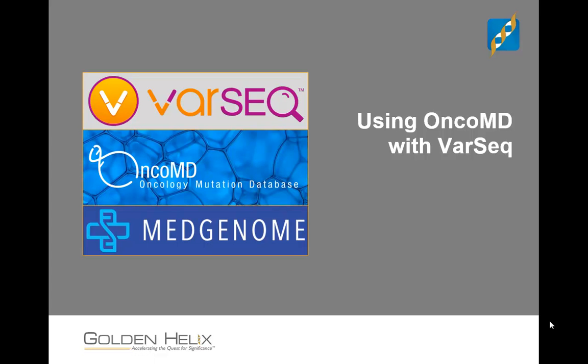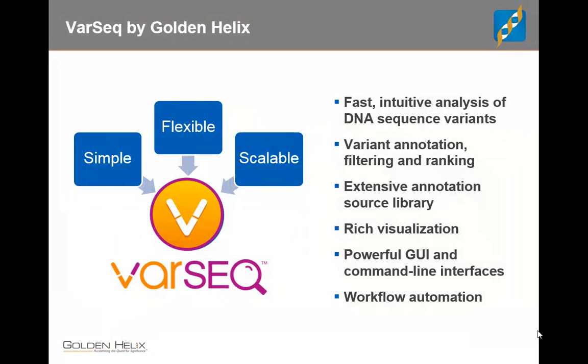Golden Helix is pleased to announce that the Oncology Mutation Database, or OncoMD, is now integrated with our VarSeq software. In this video, we will describe VarSeq and OncoMD and give a brief demonstration of how they may be used together. The VarSeq software from Golden Helix is a powerful platform for analysis of DNA sequence variants from many types of sequencing experiments, including the analysis of somatic mutations in cancer.